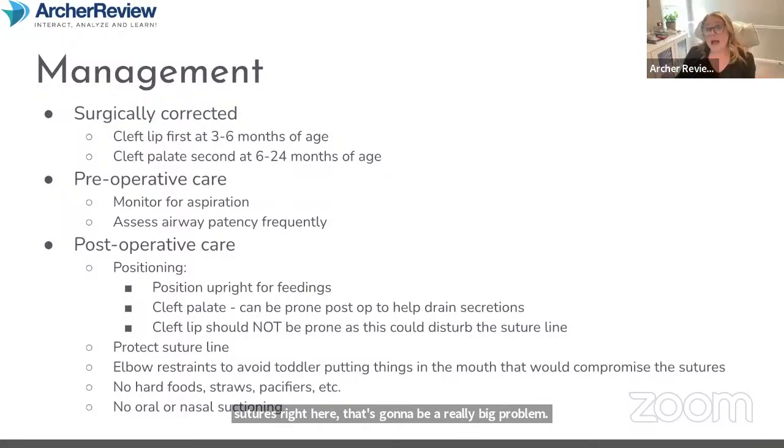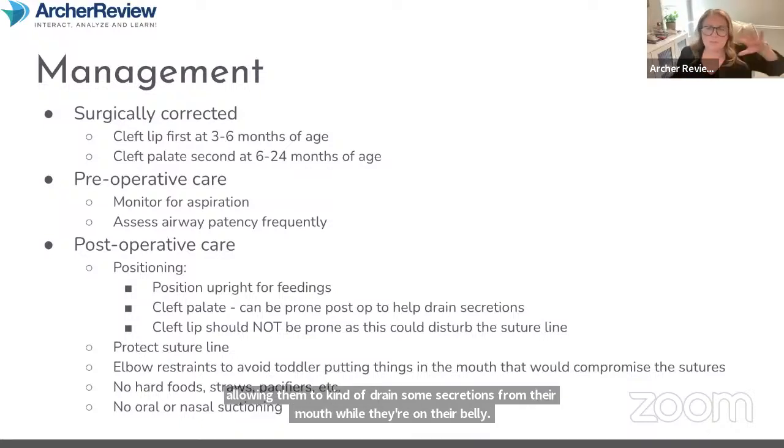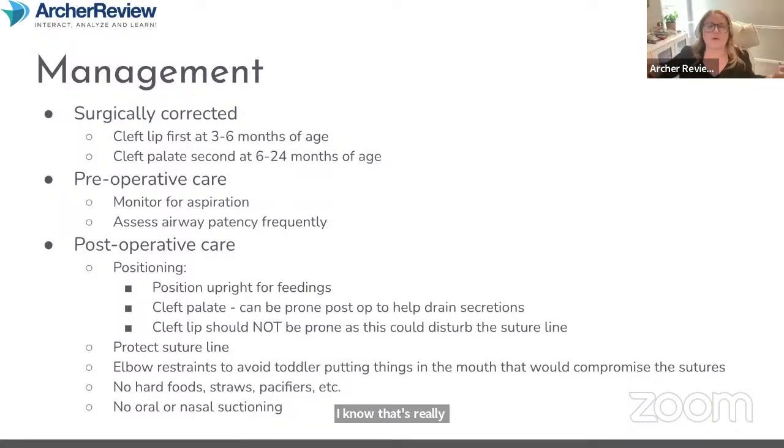For a cleft palate, we can put them prone. And that is a wonderful way to prevent aspiration by allowing them to drain some secretions from their mouth while they're on their belly. I know that's really confusing, so I always remember P for palate, P for prone. We can prone a cleft palate, but not a lip.